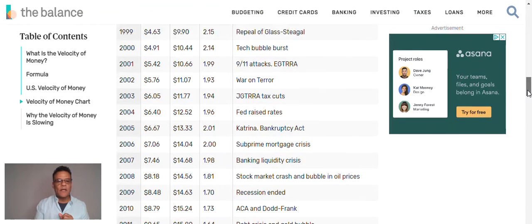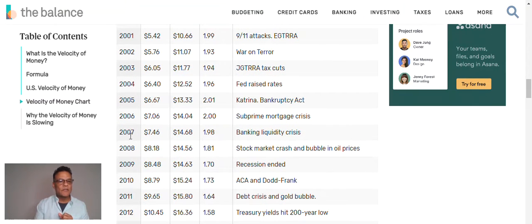If we skip down here to 2006, 7, and 8 and 9, we will see that in 2006, when the subprime mortgage crisis hit, the velocity of money was 2. So it was a little bit higher than when 9/11 hit. But in 2007, it dropped a couple points. When the banking liquidity crisis hit, it went down to 1.9. Then in 2008, it went a little bit lower to 1.81. And then in 2009 itself, it went all the way down when the recession ended to 1.7.